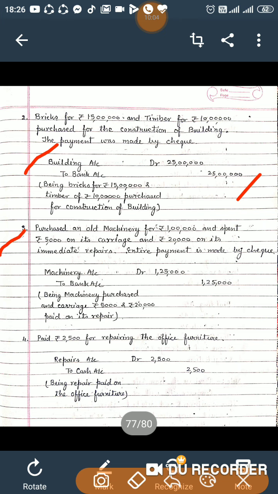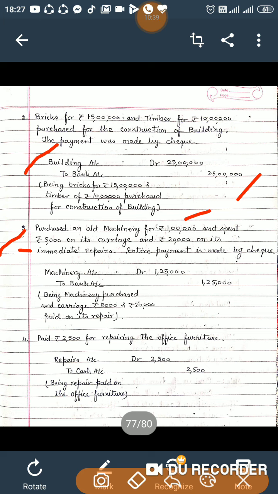Now next is purchase an old machinery of rupees 1 lakh and spent 5,000 on its carriage and 20,000 on its immediate repairs. Entire payment is made by check. So you are purchasing an old machine and purchase price is 1 lakh, and again you are spending 5,000 on its carriage up to your factory, and 20,000 you have spent on immediate repair of this machine to make it in a working condition.